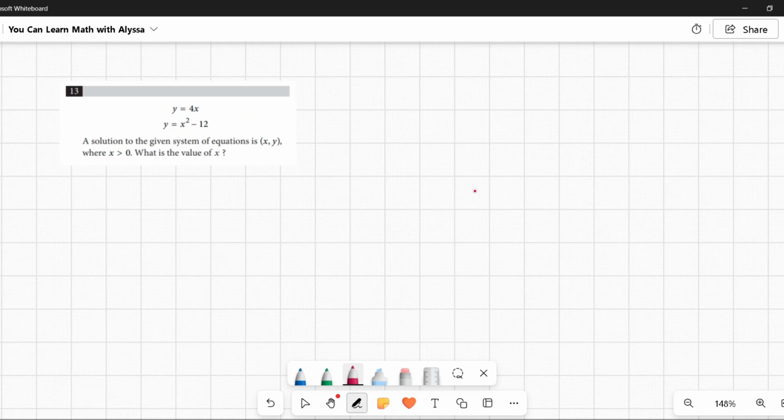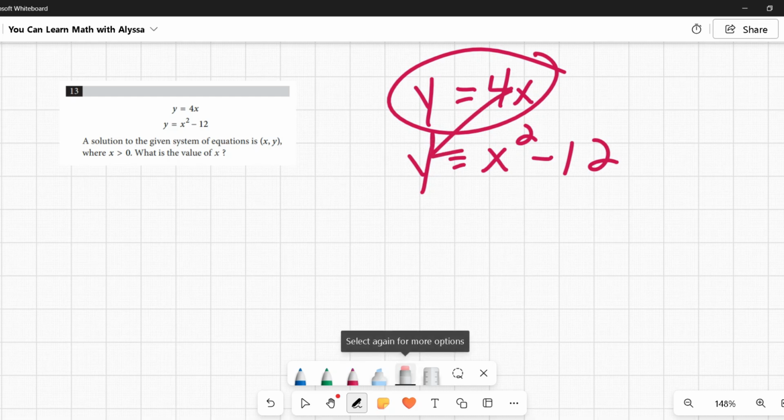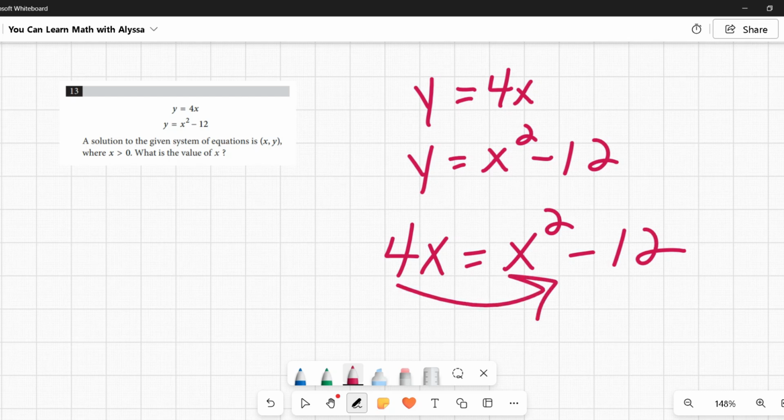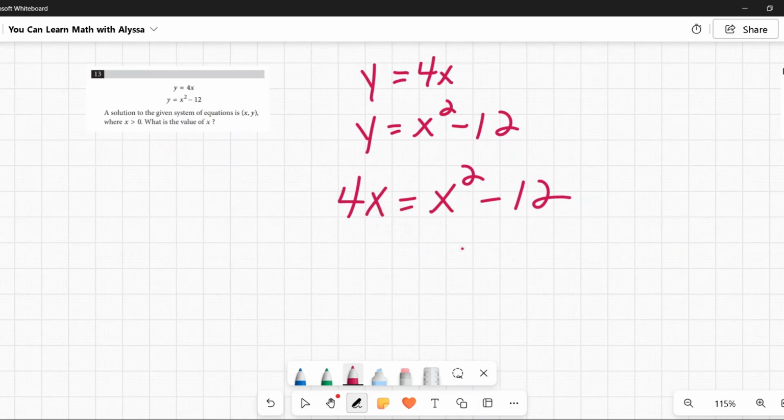All right, here's the other way. Here's the mathematical way. We say that y is equal to 4x and y is also equal to x squared minus 12. Since they're both equal to y, we can set them equal to each other. Another way of looking at that is saying if y is 4x, we can substitute 4x for y. Whichever way you look at it, you're going to get 4x is equal to x squared minus 12. This is a quadratic. To solve it, I need it to be equal to 0, so I need this 4x to go over there. So I'm going to subtract 4x from both sides.